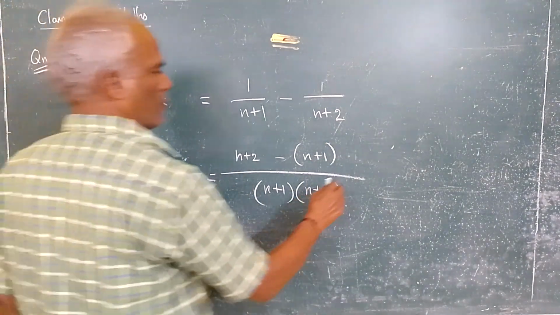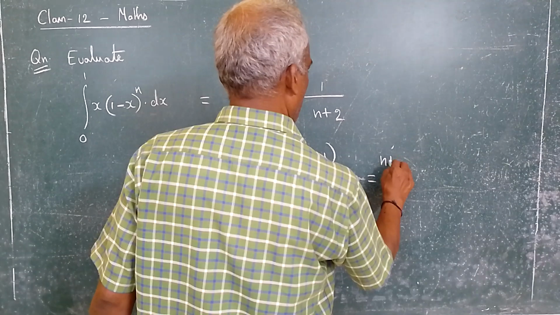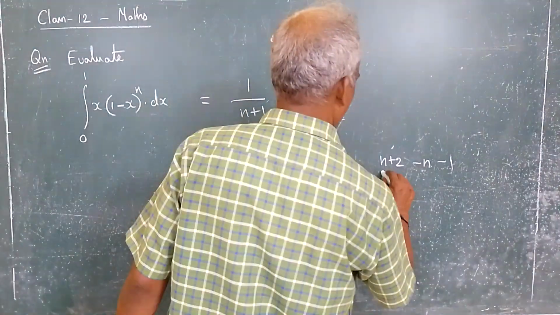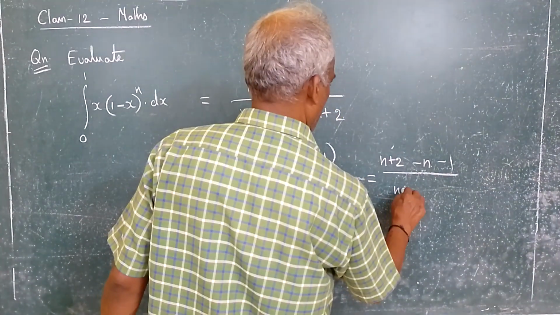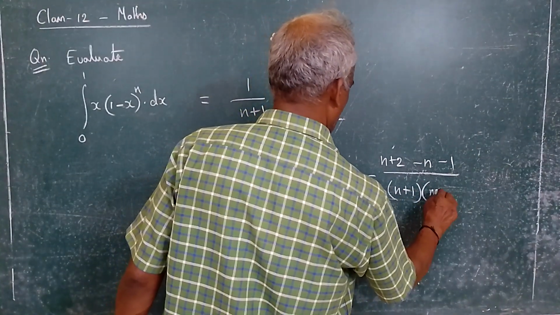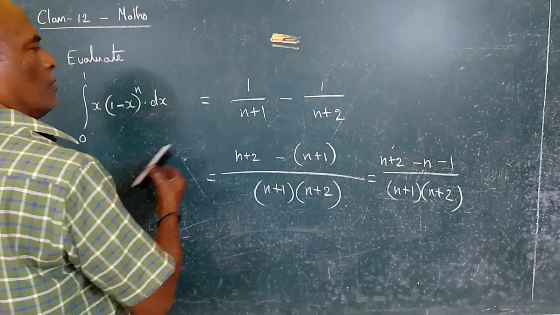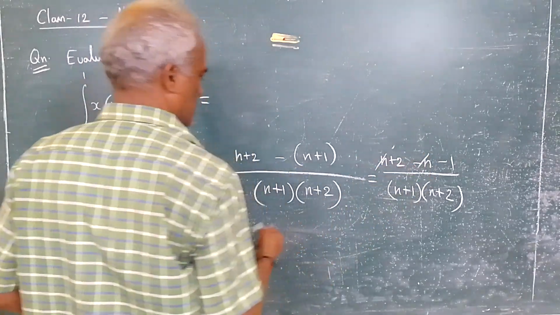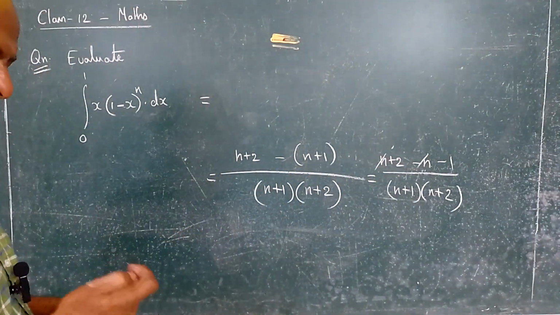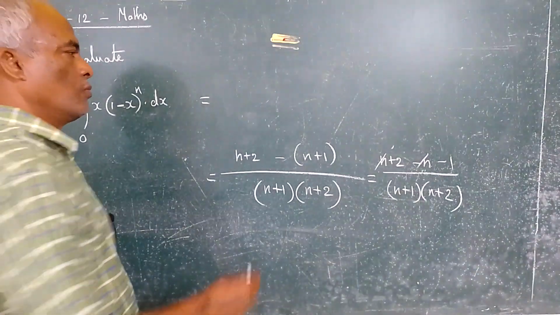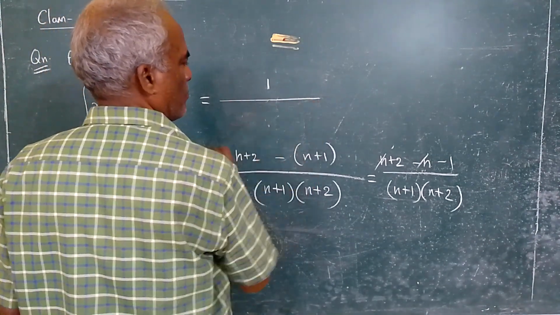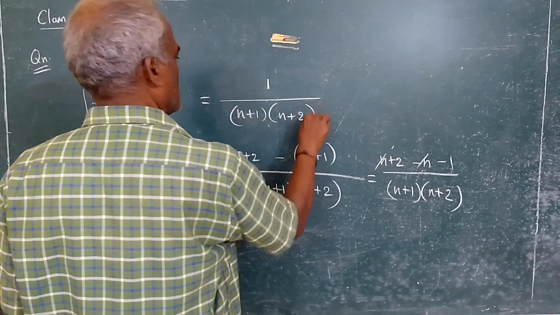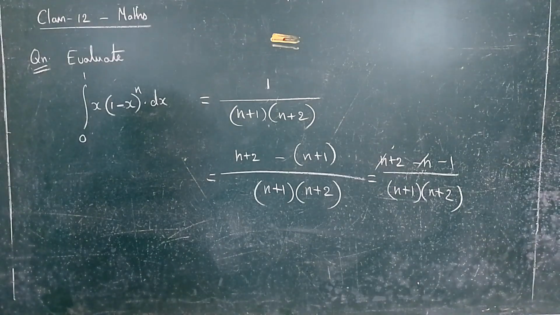Now this will give you n plus 2 minus n minus 1 by n plus 1 into n plus 2. So that will give you the answer. This n and n get cancelled. 2 minus 1 is 1 divided by n plus 1 into n plus 2. So this will be the final answer.